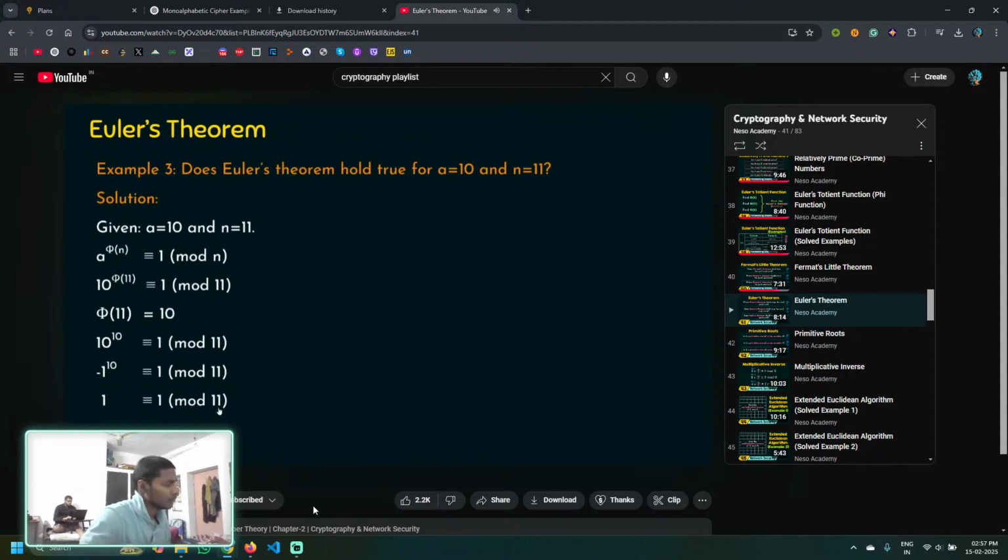Now let's check 1 divided by 11. When you divide 1 by 11, we get 1 as the remainder because 11 takes 0 times for 1, so we get 1 as the remainder. So obviously, Euler's theorem holds true for a equal to 10 and n equal to 11.